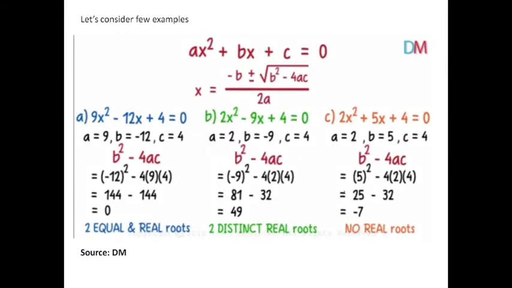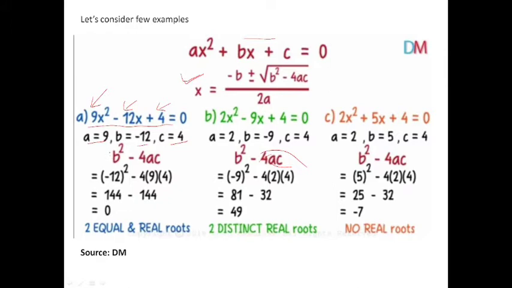Now let us see a few examples. This is the general format of the quadratic equation, and this is the quadratic formula for calculating the roots. Let us assume this equation: a equal to 9, b equal to minus 12, and c equal to 4. So after this, what do we do?